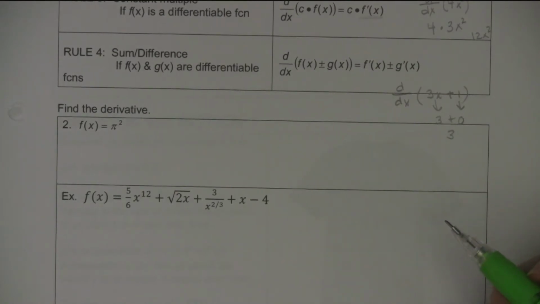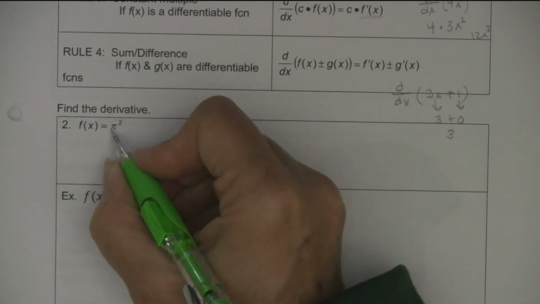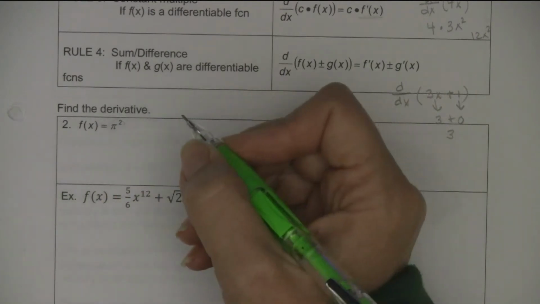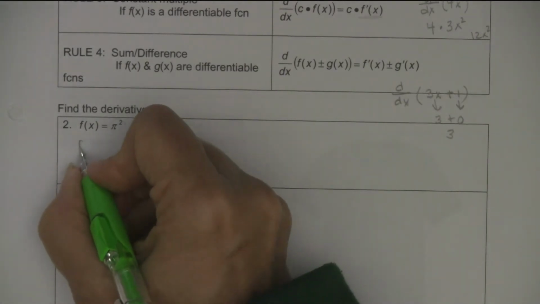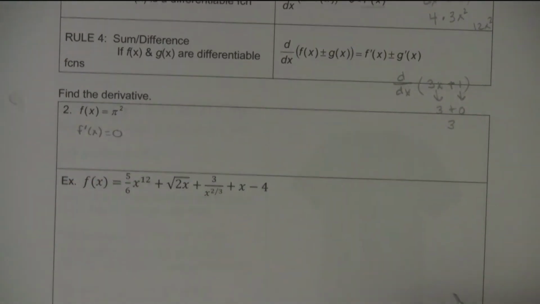I might not be able to help myself, I might have to go there. Okay, pi squared is a constant, so it's asking us to find the derivative of a constant, so they're trying to trick me here. And so the derivative of a constant is 0.